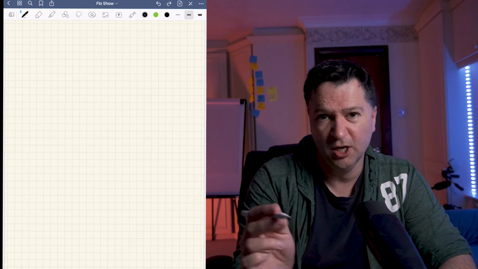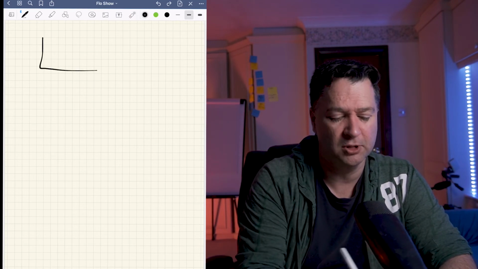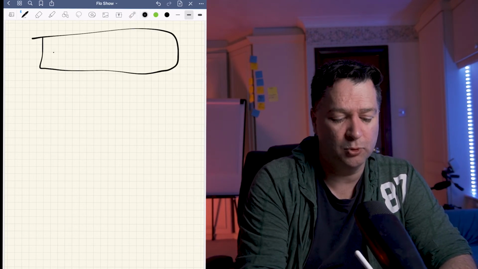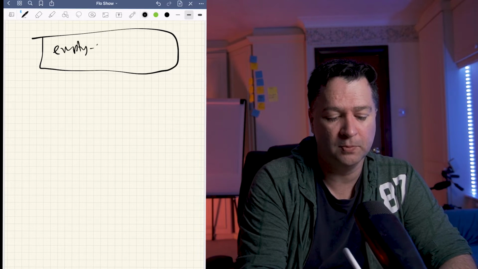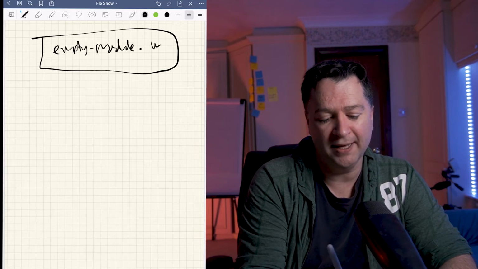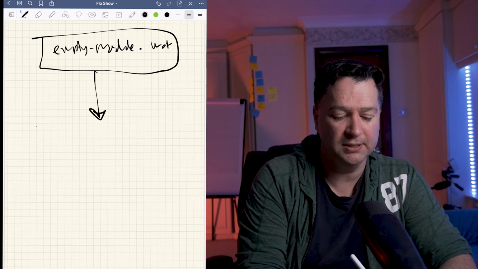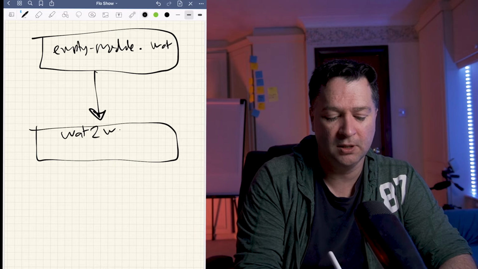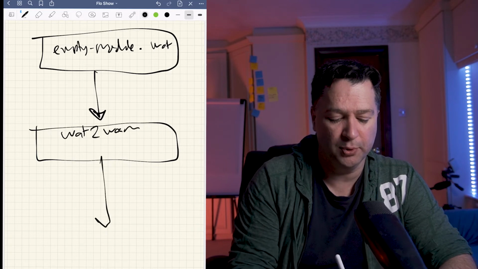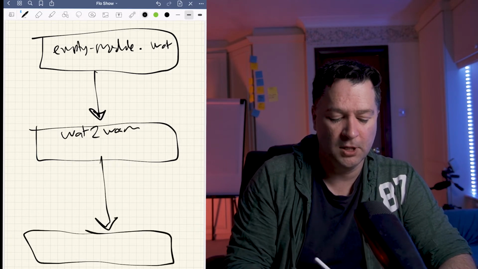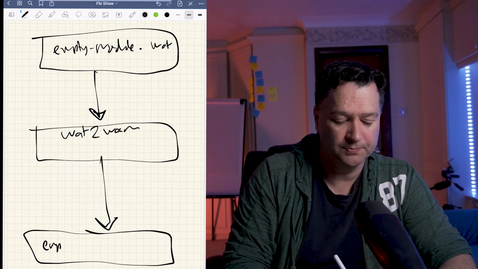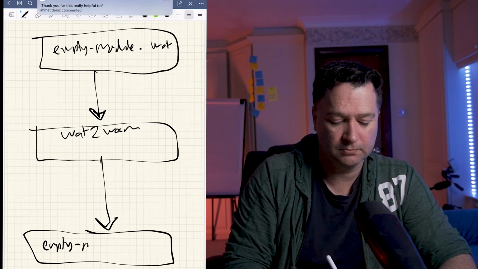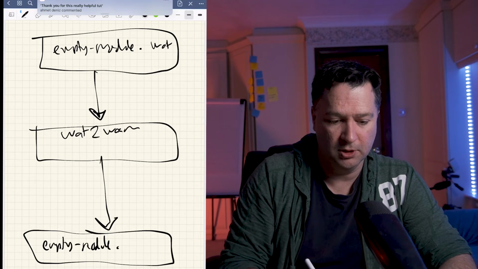So we can actually just draw that up on the iPad for a second. So if I have a first box here, and we'll call that empty module .wat, and then I'm going to pass that into wat2wasm, and it's going to output my empty module .wasm. So now we understand how that works, what we're going to do is download the toolkit and then compile it.